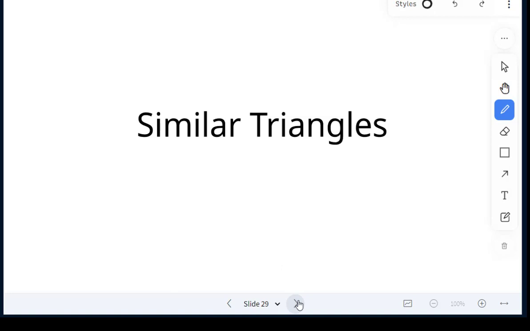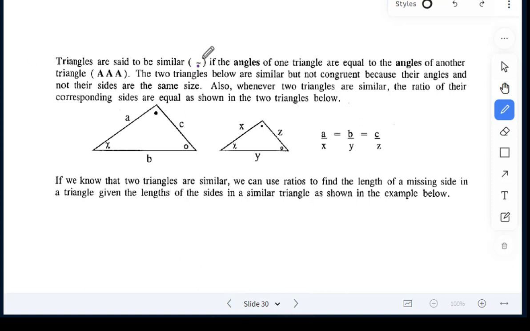Okay, so next we're going to look at what are similar triangles. Similar triangles use that squiggly line symbol. Triangles are said to be similar if the angles of one triangle are equal to the angles of another triangle, AAA. But the sides are obviously not the same. So this angle is congruent to this angle, this angle is congruent to this one, and this angle is congruent to this one. But yes, it's just smaller. This is larger, this is smaller. So therefore, the two triangles are similar. They are not congruent. The angles are congruent, but their sides are not the same size.